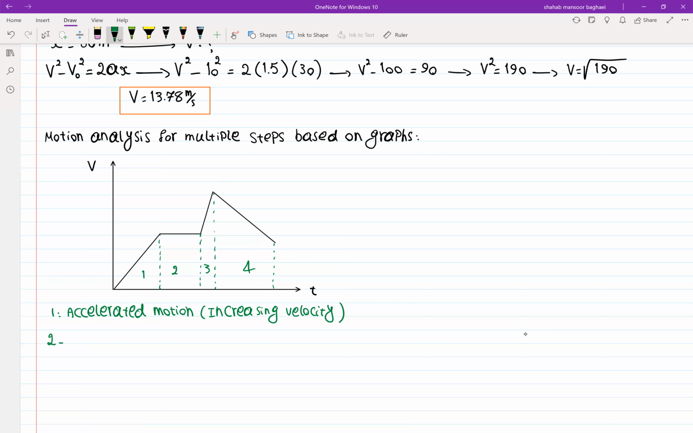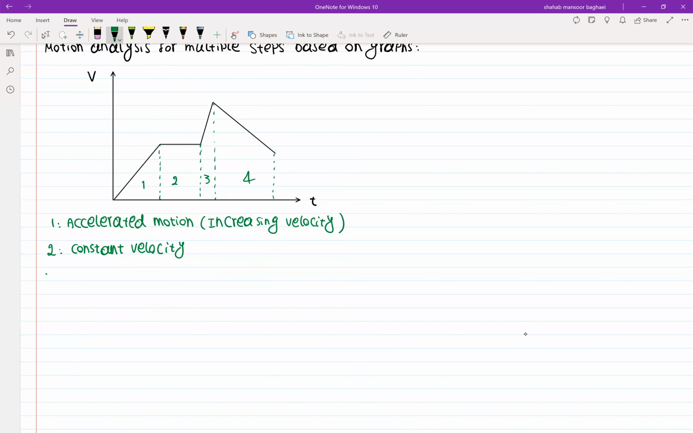Area number 2. What kind of motion is area number 2? Of course, it is constant velocity because it is horizontal and there is no slope. Therefore, area number 2, it is constant velocity. Let's switch to number 3. What kind of motion is area number 3? Of course, it is accelerated motion because you have a slope and that's positive slope. So you have increasing velocity.